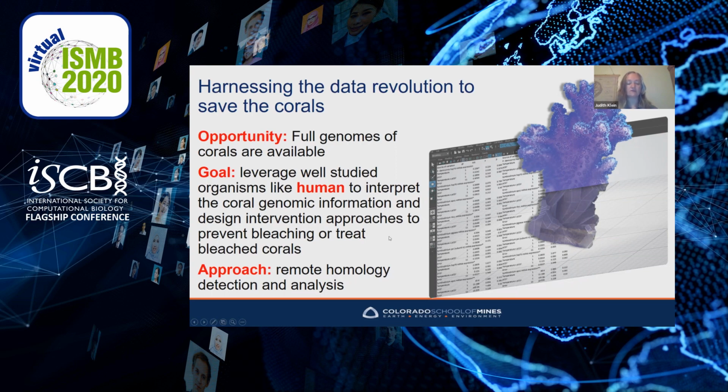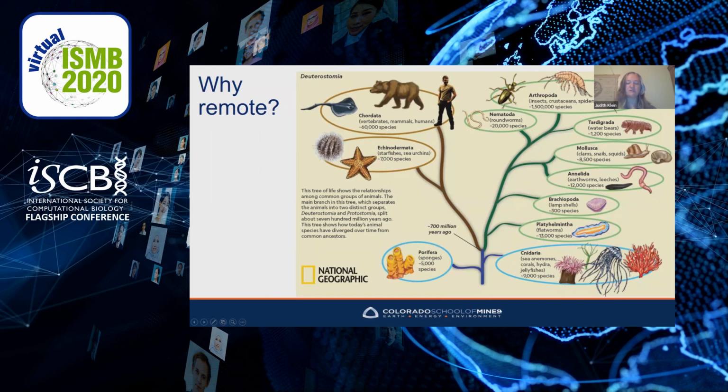bleached corals. Our approach uses remote homology detection and analysis. Why remote? Well, the corals have evolved before the split into deuterostomia and protostomia. Deuterostomia is where humans are, and protostomia is where Drosophila and C. elegans are. That's a long time for mutations to accumulate, so we expect many homologs between human and corals to be in the gray zone of about 20 to 30% sequence identity at best.